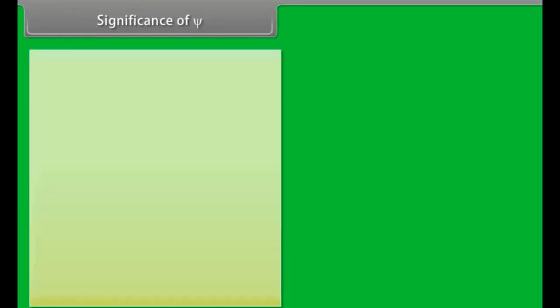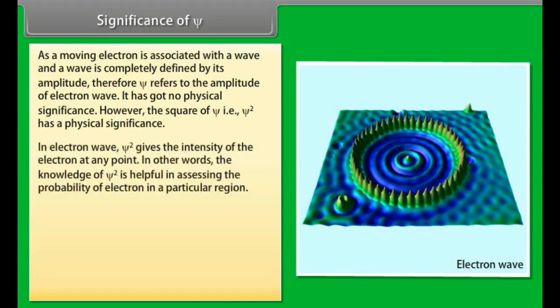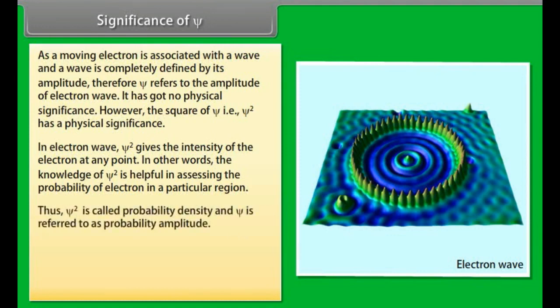Significance of Psi. As a moving electron is associated with a wave, and a wave is completely defined by its amplitude, Psi refers to the amplitude of the electron wave. It has no physical significance. However, the square of Psi, that is Psi square, has a physical significance. In an electron wave, Psi square gives the intensity of the electron at any point. In other words, the knowledge of Psi square is helpful in assessing the probability of finding the electron in a particular region. Thus, Psi square is called probability density and Psi is referred to as probability amplitude.